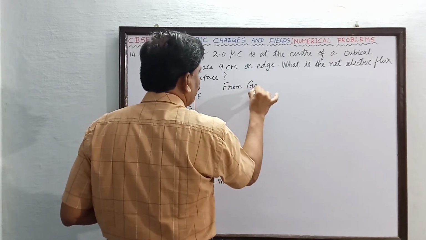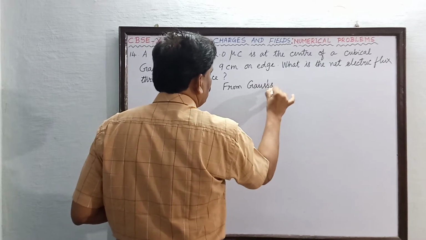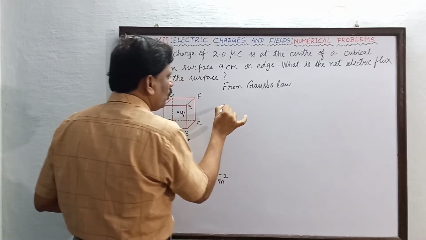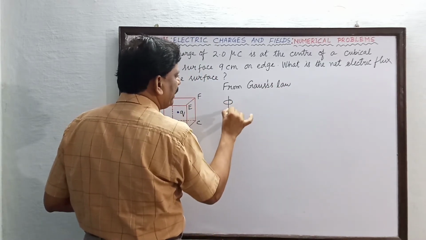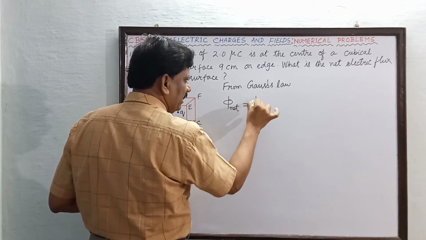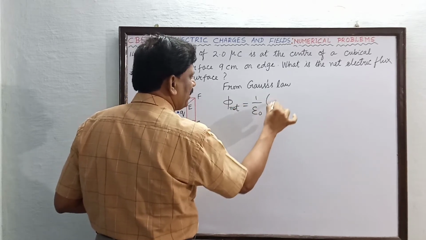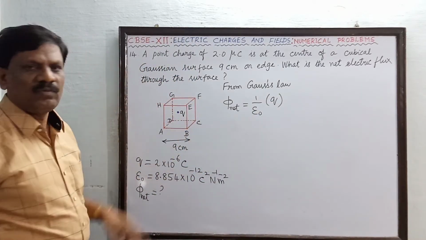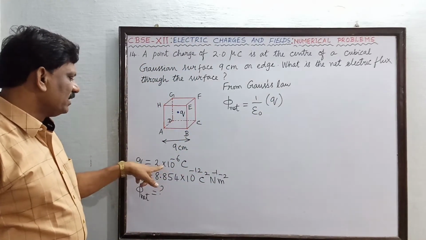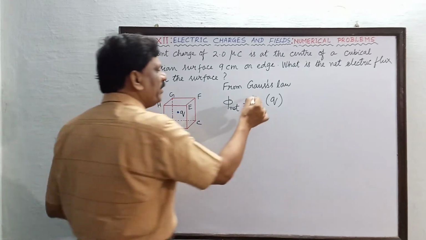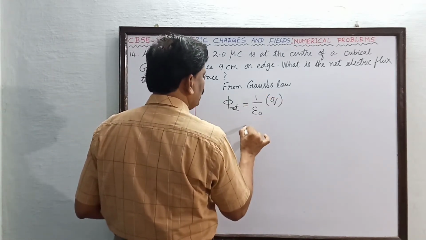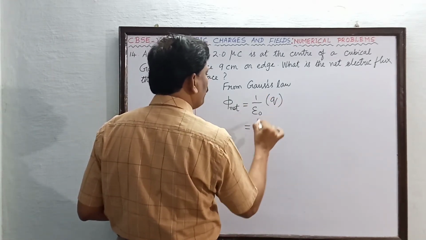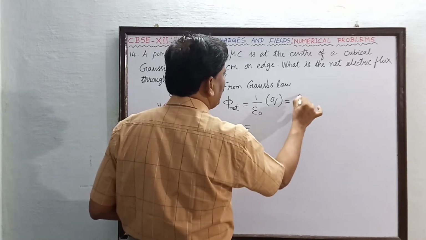From Gauss law, the total or the net electric flux is equal to 1 by epsilon naught times the net charge. So the net charge is one and only charge, that is the 2 microcoulomb. Therefore it is 1 by epsilon naught times the Q. So this is equal to Q by epsilon naught.